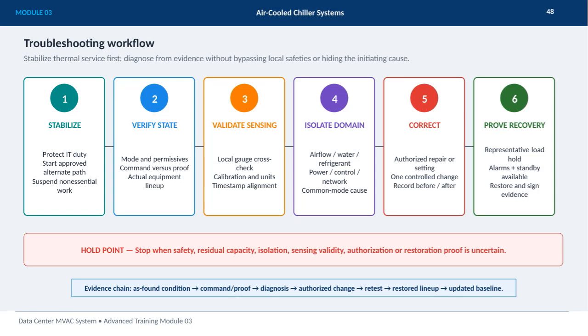This slide outlines the troubleshooting workflow for air-cooled chiller systems in Data Center MVAC setups. The first and most critical step is to stabilize the thermal service, ensuring IT operations are protected by starting approved alternate paths and suspending non-essential work. Next, we verify the system's state by checking modes, permissives, and actual equipment lineups against commands. Then, it's essential to validate sensing through local gauge cross-checks, calibration, and timestamp alignment to ensure accurate data.